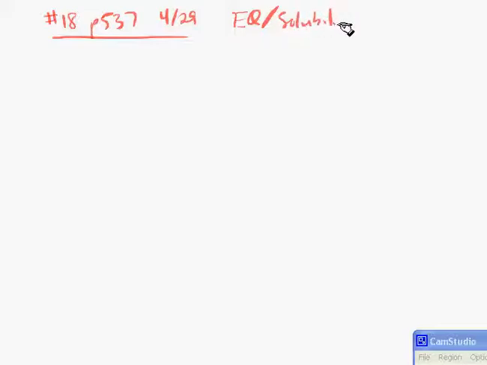Okay, last one on the homework is number 18 from page 537, 429's homework. Again, these are equilibrium problems, and some of them are solubility product.